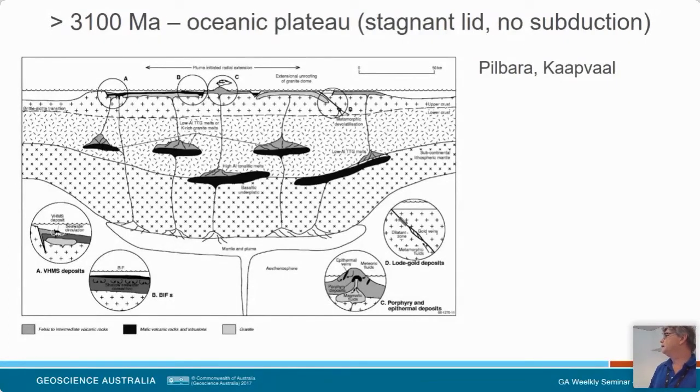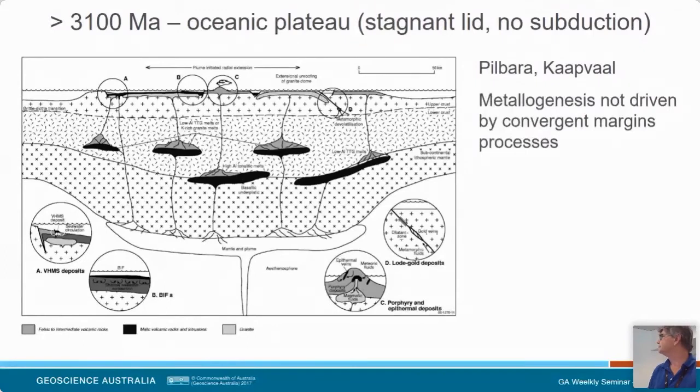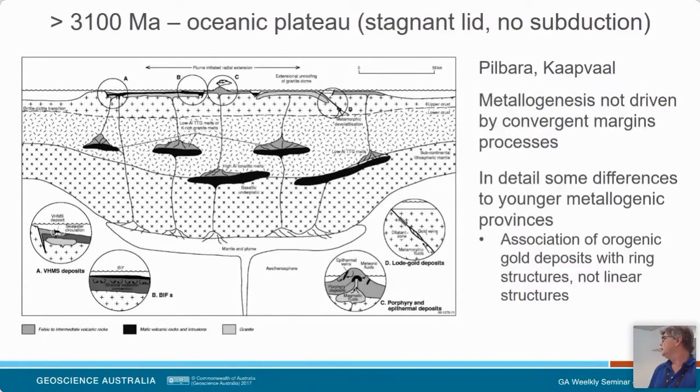And there are a number of different mechanisms that people think about in terms of the way they form, but there are some differences, okay? In detail, you find that the orogenic gold deposits in the Pilbara in particular, and also the Cat Vol, are associated with ring dikes around granites. Okay, that's quite different from what you see in the Yilgarn, where they're associated with very long, laterally extensive structures, and they're not associated with the ring faults around the granites. So that suggests some differences in terms of the way these things formed.